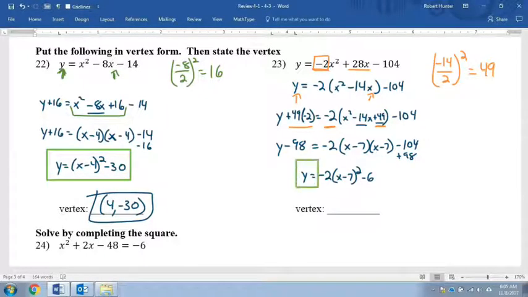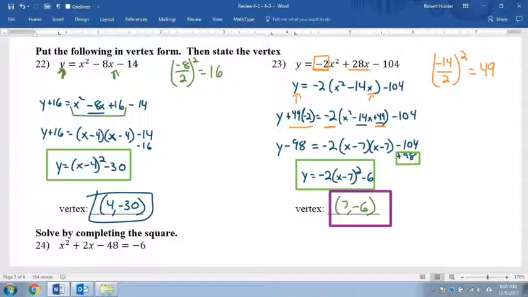And that is your vertex form. That's why this threw me off. I was like, that threw me off because I built this in order to get down to a more reasonable number. So your vertex is at positive 7, negative 6. So that is your answers. Cool?